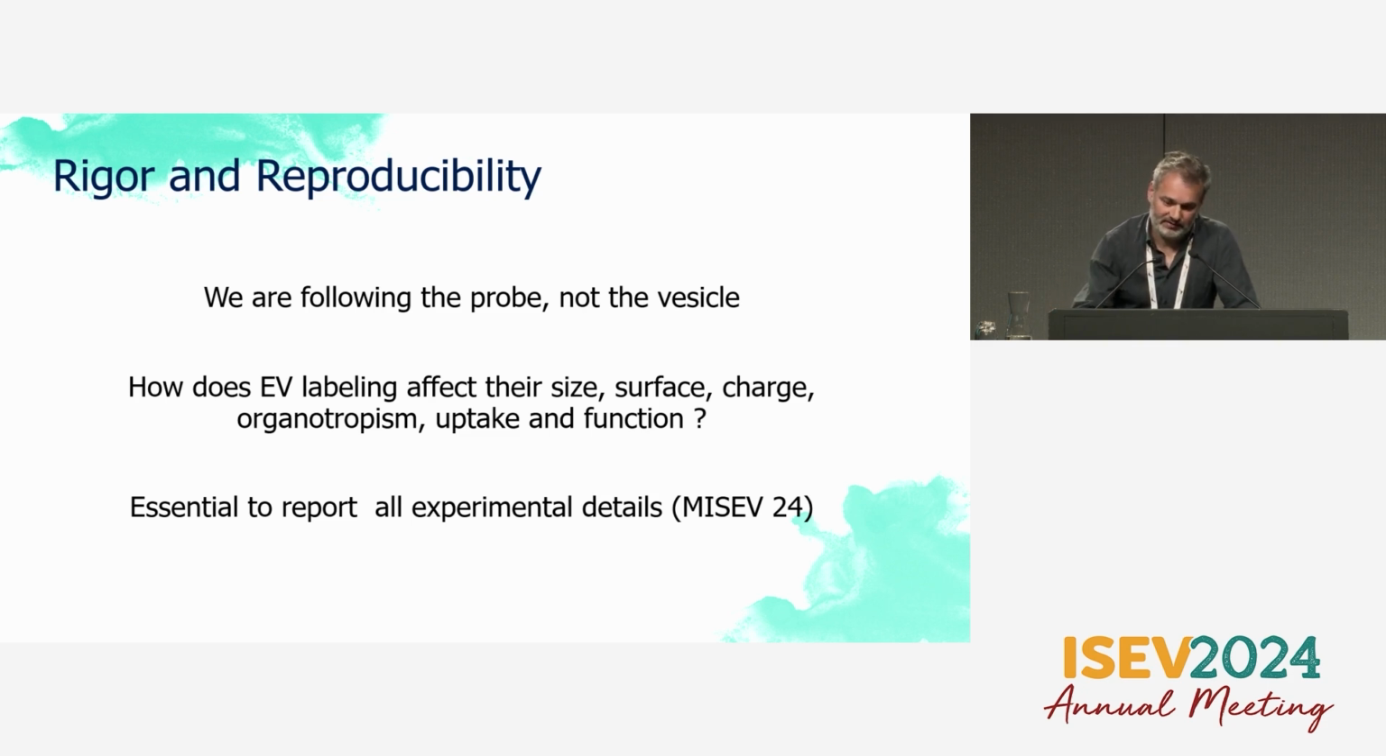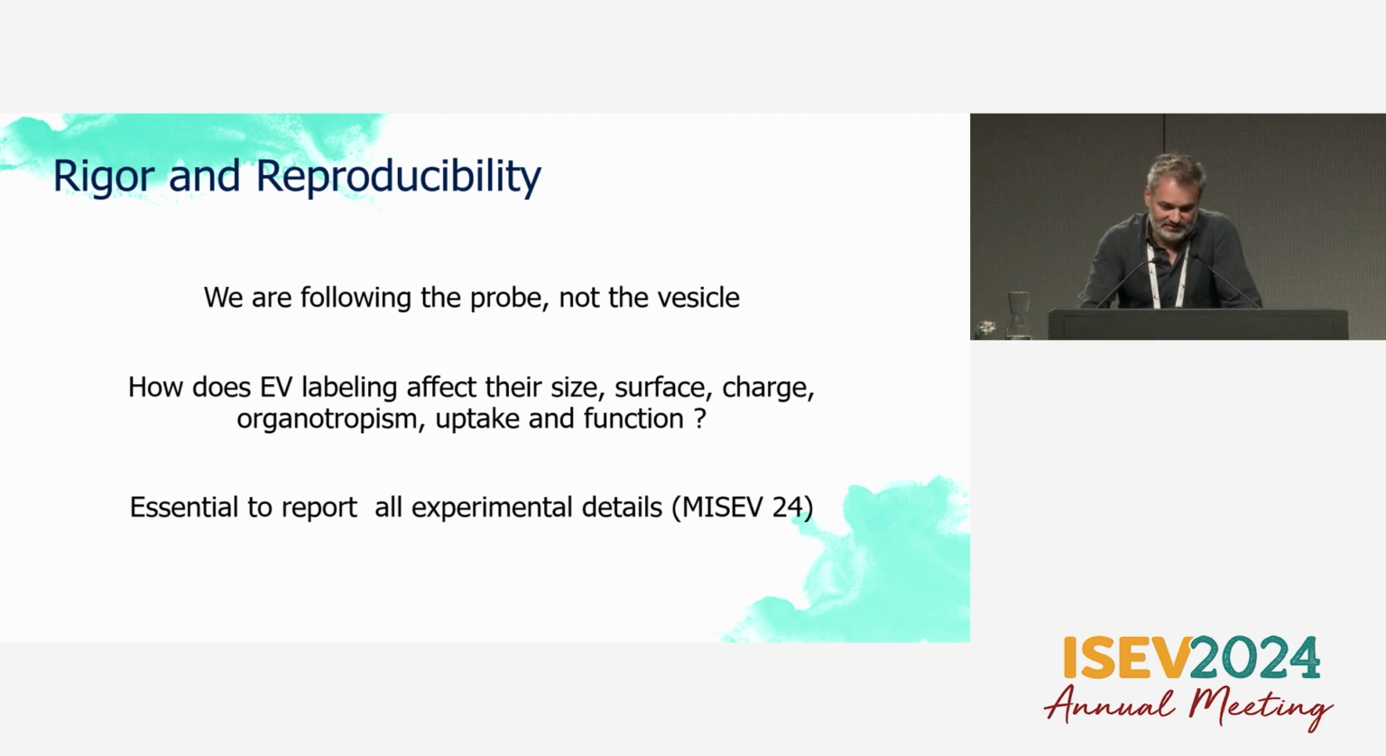you can never be sure that you are still following the vesicle, right? The second point that seems really important, and it's true in particular for biodistribution studies, is that when you label your EVs, it might impact their morphology, so their size, their surface, their charge, but also their behavior in vivo, so their biodistribution, we'll see an example of that, but also their uptake and their function. And this needs to be properly checked with the appropriate controls.